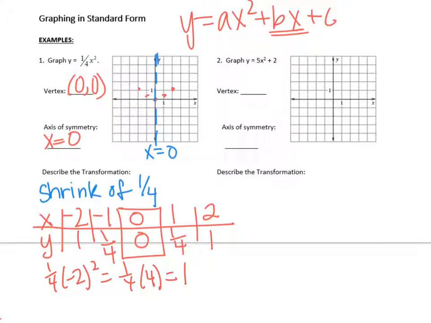Now looking, those make sense. It makes a nice wider parabola because we have a shrink of 1/4. So it's wider than the parent function. All right, let's graph the next one.